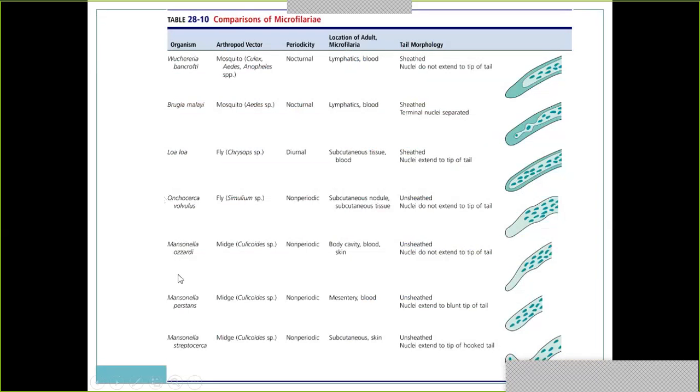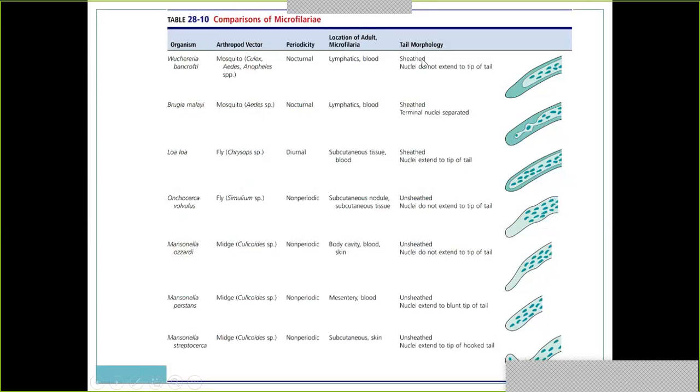You're not going to have to know all of these. You don't have to worry about the Mansonella at the bottom. Just the Wuchereria down through the Onchocerca. So they all are passed by different vectors. Wuchereria bancrofti passed by a mosquito, Brugia also passed by mosquito, Loa loa fly, and Onchocerca a fly.